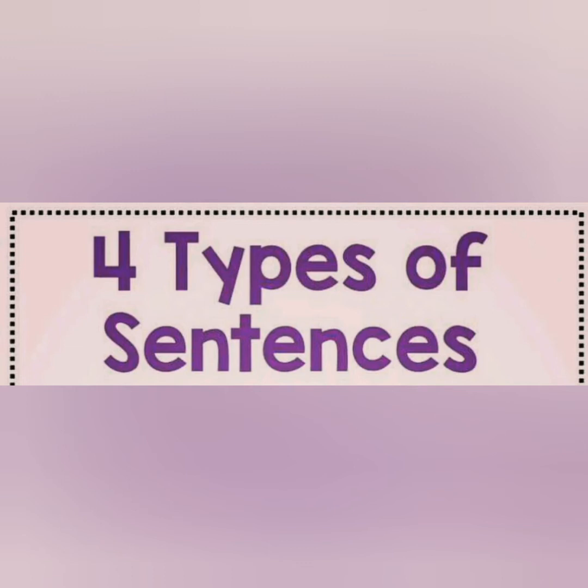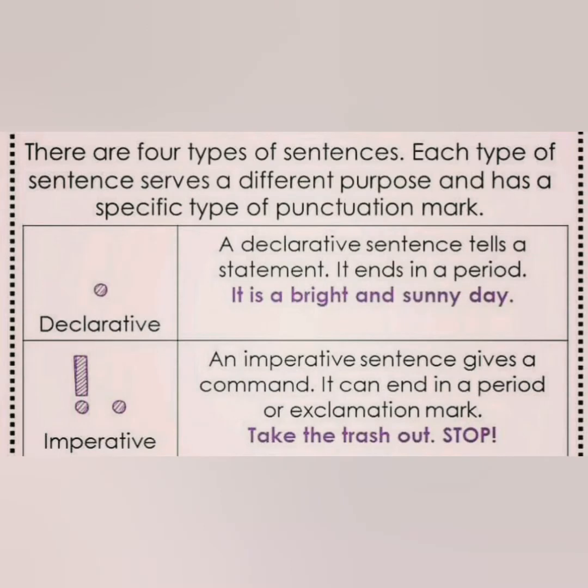There are 4 types of sentences. Let's see one by one. They are declarative sentence, imperative sentence, interrogative sentence, and exclamatory sentence. Each type of sentence serves a different purpose and has a specific type of punctuation mark. First, let's see about declarative sentence.